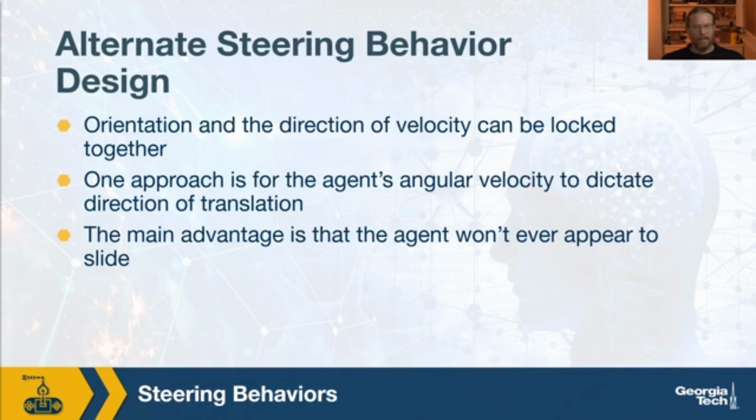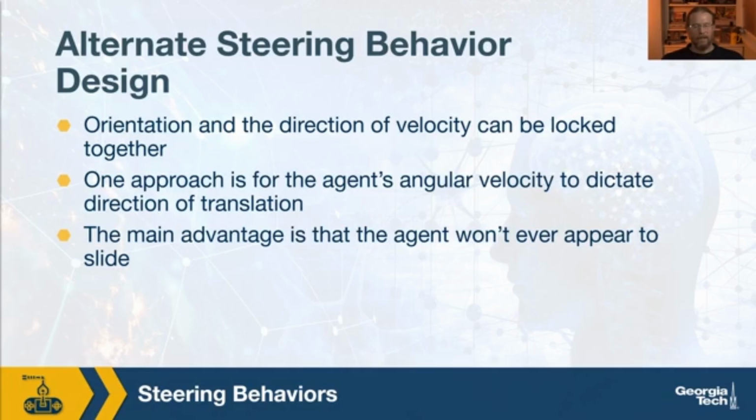Now, the basic idea is that we can lock our orientation and direction of velocity together. So what we've seen so far, the orientation of the agent can be completely independent of the velocity. So you could imagine, say, walking to the side but facing one direction, like a strafing sort of movement would be possible with what we've seen up to this point. But in a lot of cases, it might be desirable to lock the two together so that the orientation and direction are locked. So that means that character always faces where it's going.